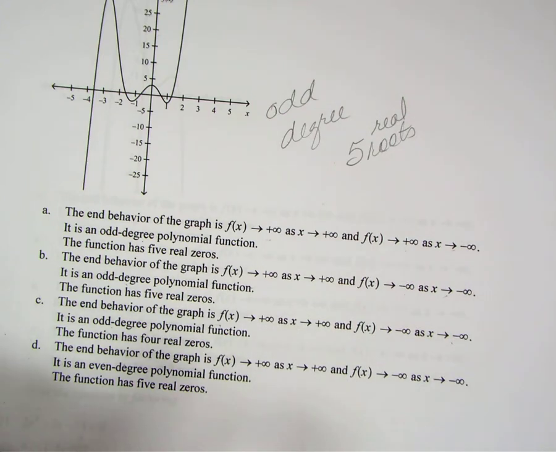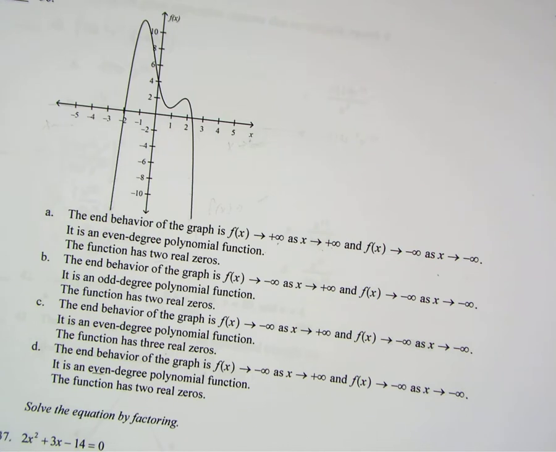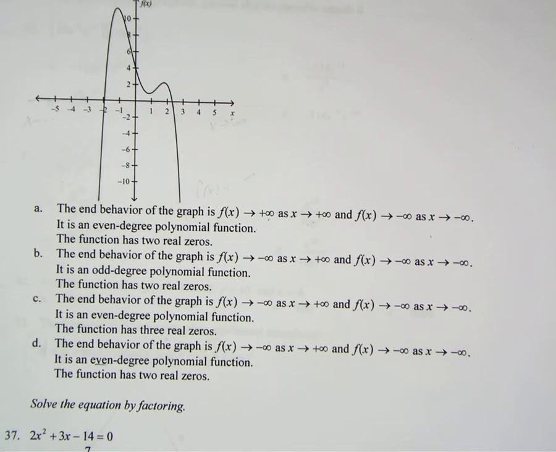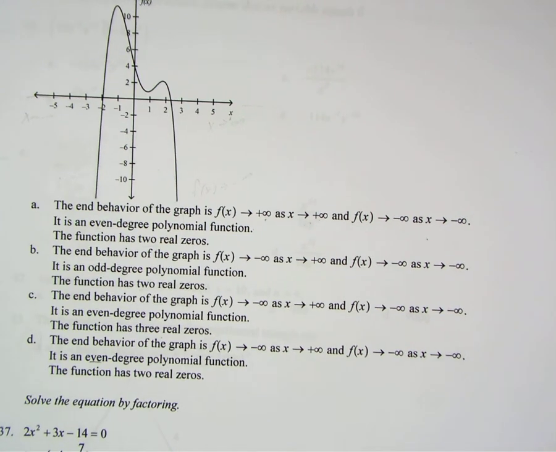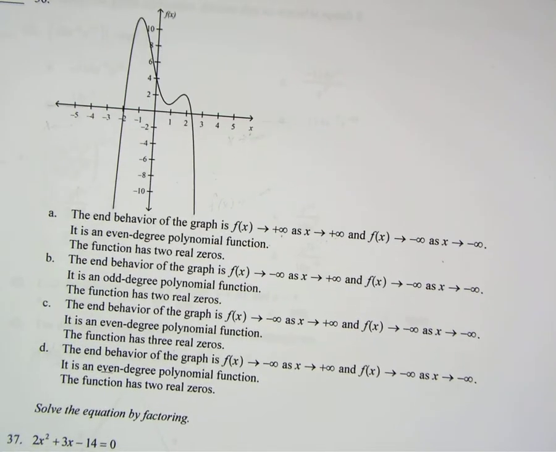If they're pointing in the same direction, it's even. If they're pointing in opposite directions, it's odd. Okay, what about 36? Has two real roots. Even degree. Is 35A? I don't know. Oh. The answers are in the back.